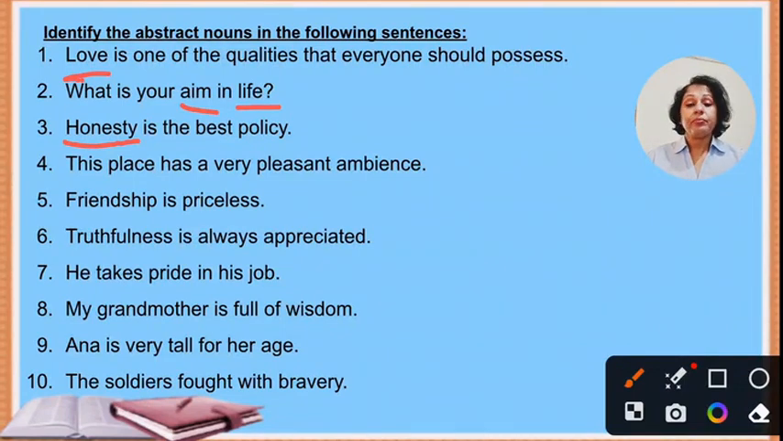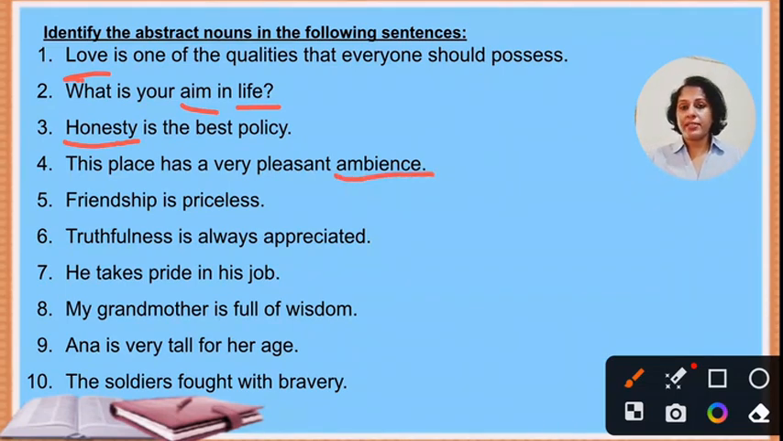Ambience means, say for example, if you go to a restaurant with your family for a family dinner and you like the place. The place is very comfortable to sit and have your dinner peacefully. So we'll say that the place has got great ambience. Yes. So ambience we cannot touch, we cannot see, we cannot hear, taste or smell. So ambience is an abstract noun.